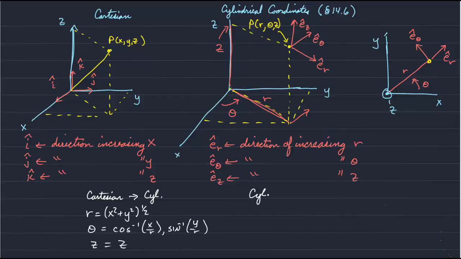Going from cylindrical coordinates to Cartesian, we would have x is equal to r cosine theta, y is equal to r sine theta, and z again is equal to z. So this is a short summary defining cylindrical coordinates in relationship to Cartesian coordinates.